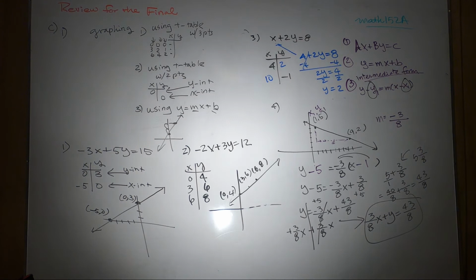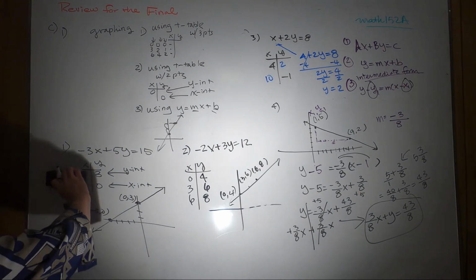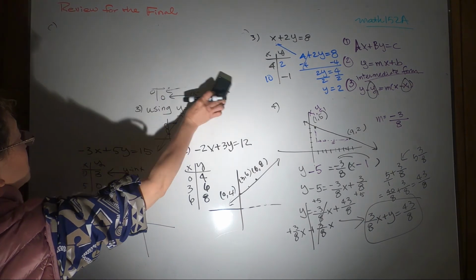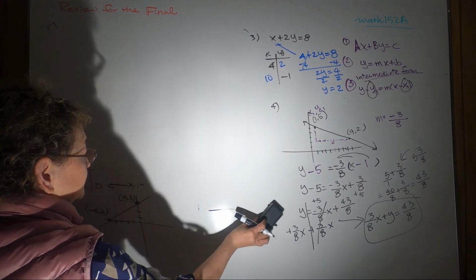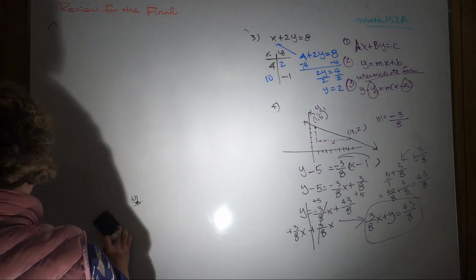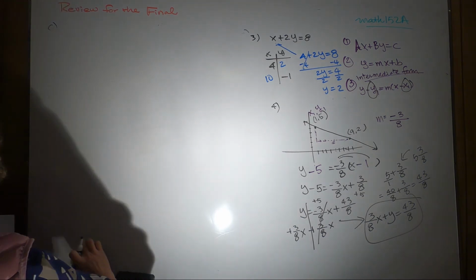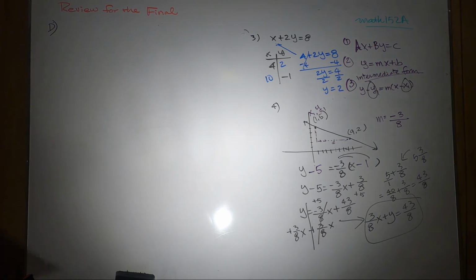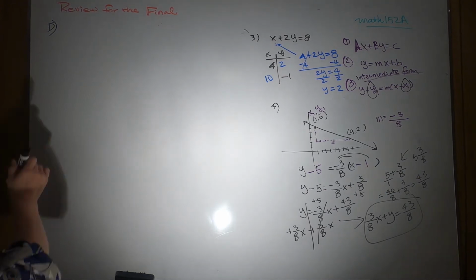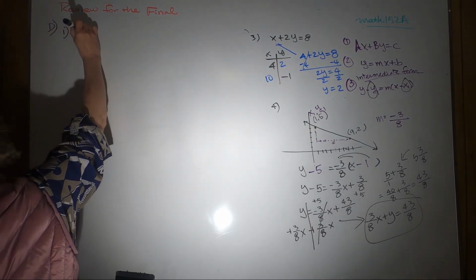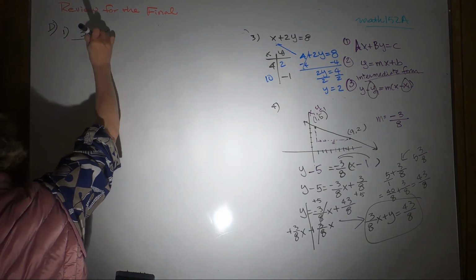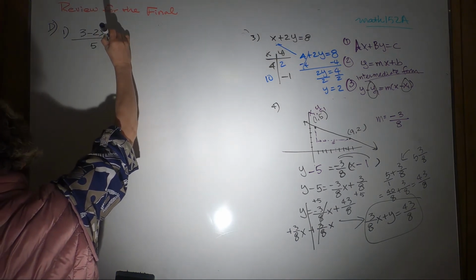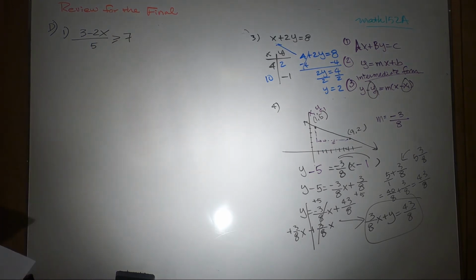Then let's see. So we are graphing linear equations. Also, we solve linear equations and inequalities. So you know how to solve linear equations now. Let's review the inequalities. Okay, first one, (3 minus 2x) over 5 greater than or equal to 7.